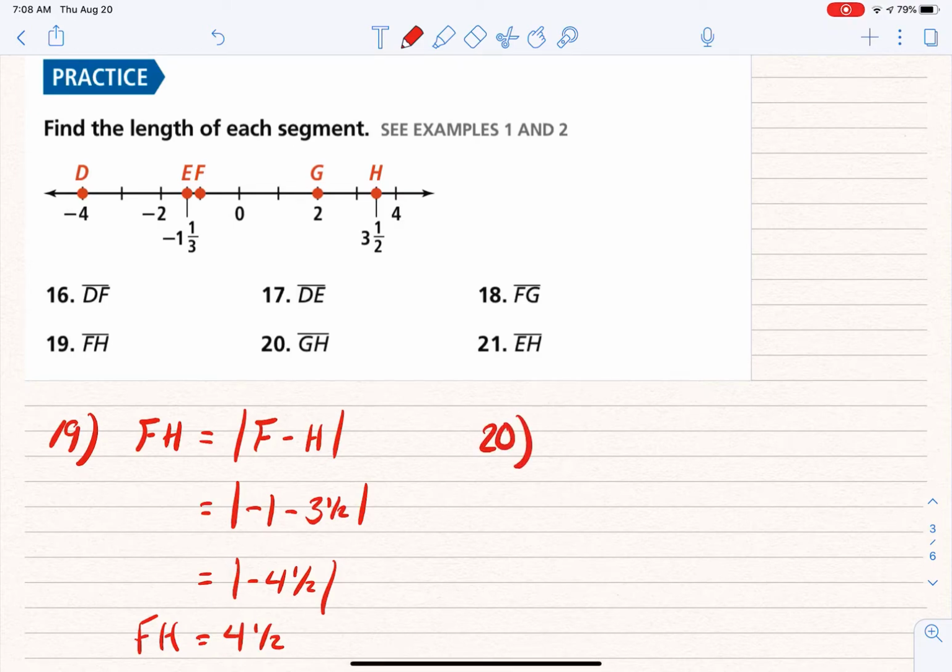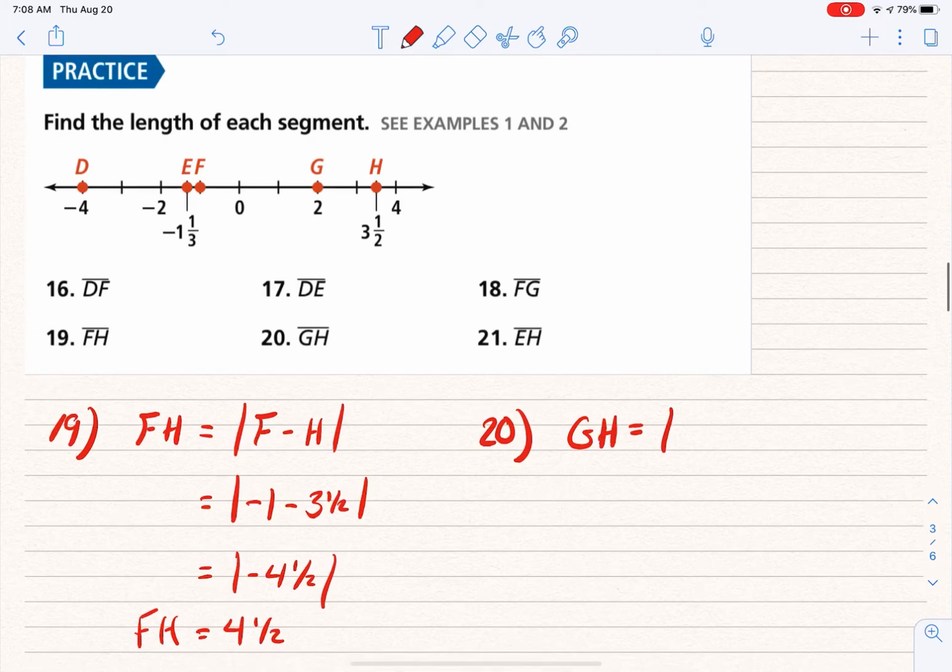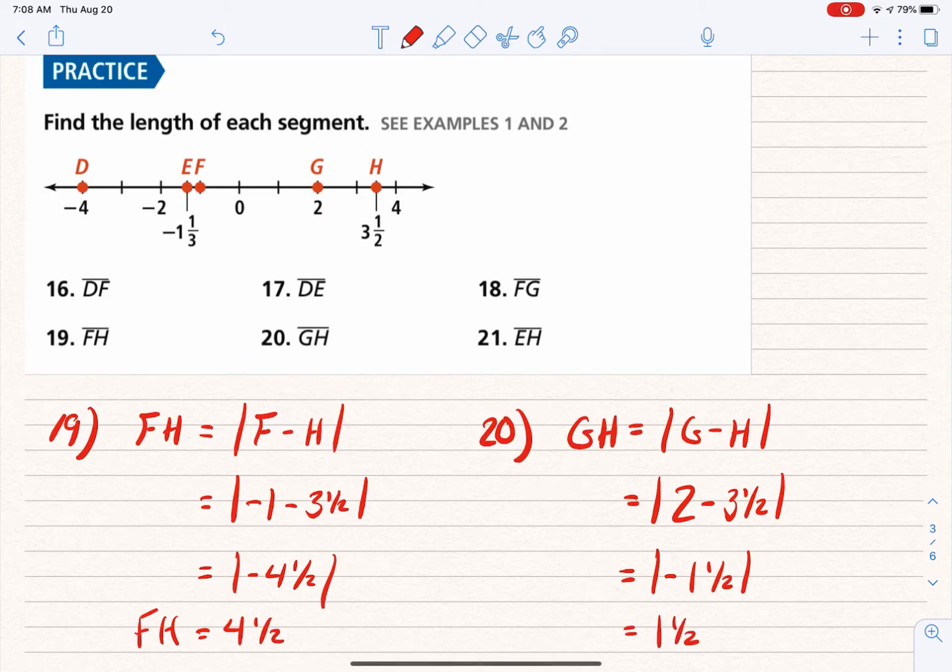On number 20, it says we're looking for the length of GH. Again, I know that the length of GH is going to be the absolute value of wherever G is minus wherever H is. So that's going to be absolute value. G is at 2, and H, again, is at 3.5. And so 2 minus 3.5 is going to be -1.5. Absolute value of -1.5 is 1.5. So the length of GH, and remember, we said that when we have the two letters put together with nothing up above them, that's red.